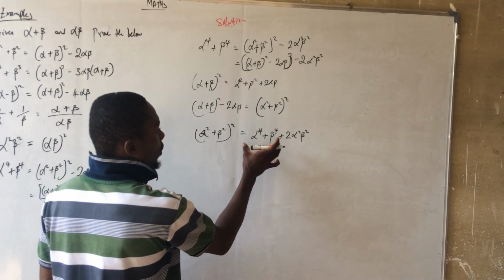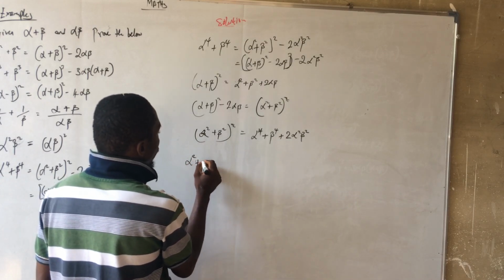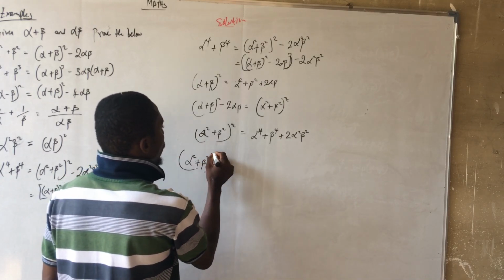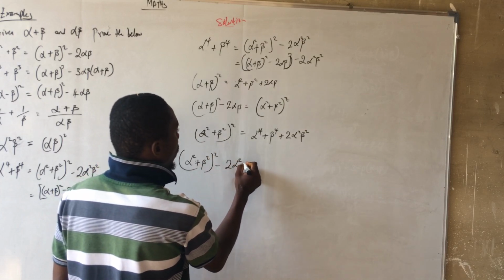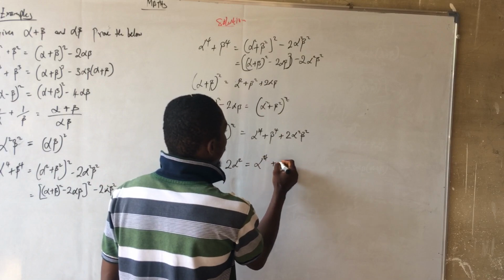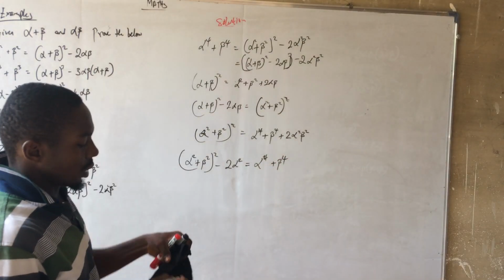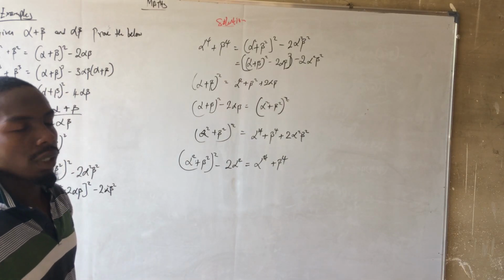So if I want to keep this one alone again, I'm going to say that alpha squared plus beta squared all squared minus 2 alpha squared beta squared is equal to alpha raised to the power 4 plus beta raised to the power 4. Is that what we got? Yes. Now I want you to see something.